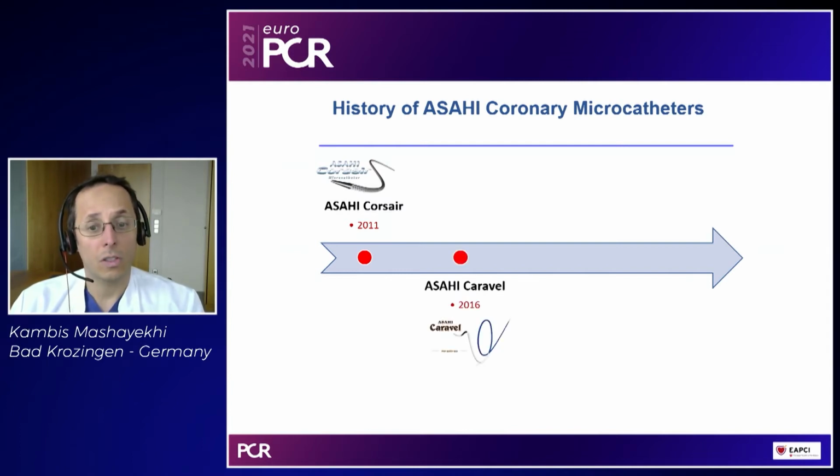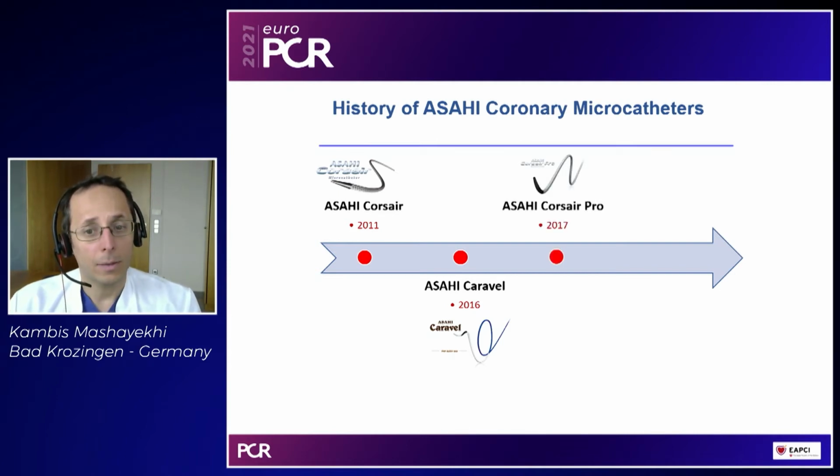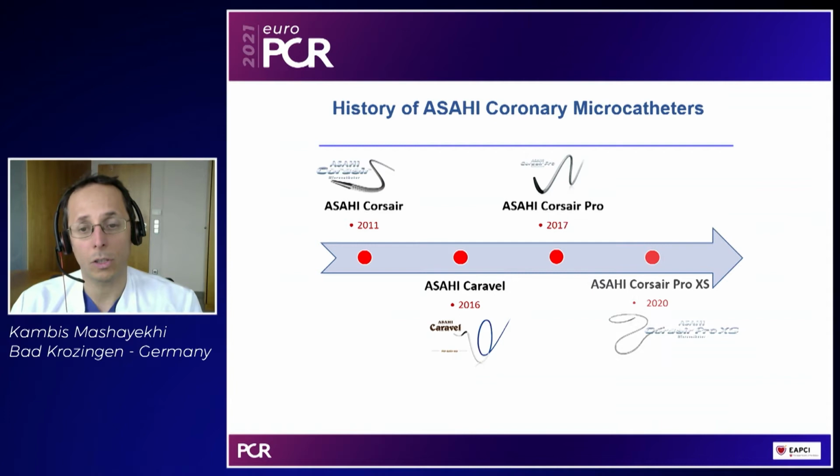And then in 2016, the Caravelle came up and helped us a lot, like Paul Knaapen already explained, especially in tiny epicardial connections, but also very tiny tortuous septal connections. And then the next evolution came, which was the Corsair Pro in 2017, with better torqueability, a more flexible tip actually, and a more resistant tip for getting more into calcified lesions.